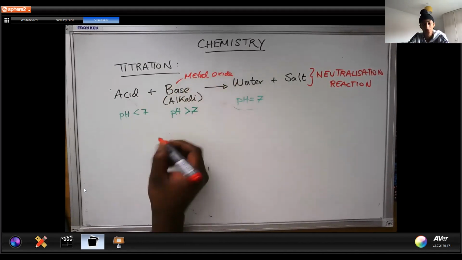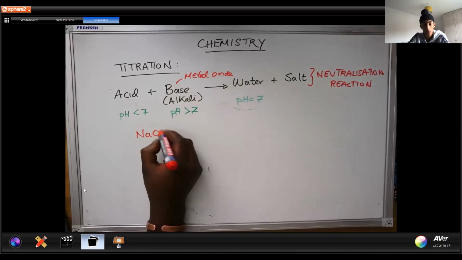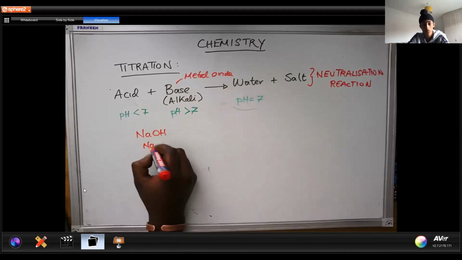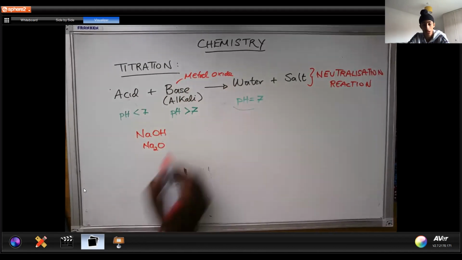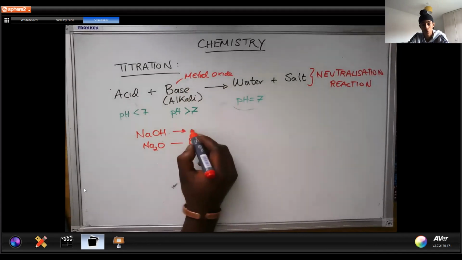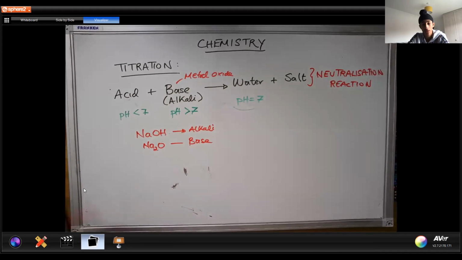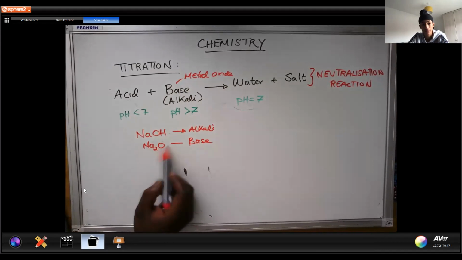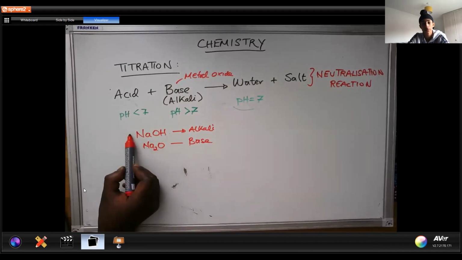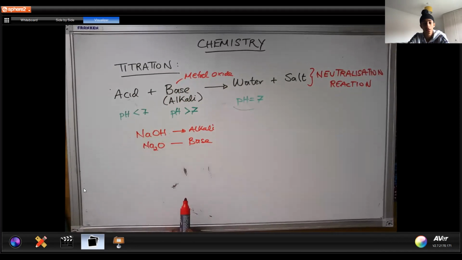Okay. So if I gave you an option, you've got sodium hydroxide and sodium oxide. This here is a base. That here is an alkali. If I dissolve this sodium oxide in water, it's going to form this sodium hydroxide. So I no longer have a base, I now have an alkali. It's going to react with the water.